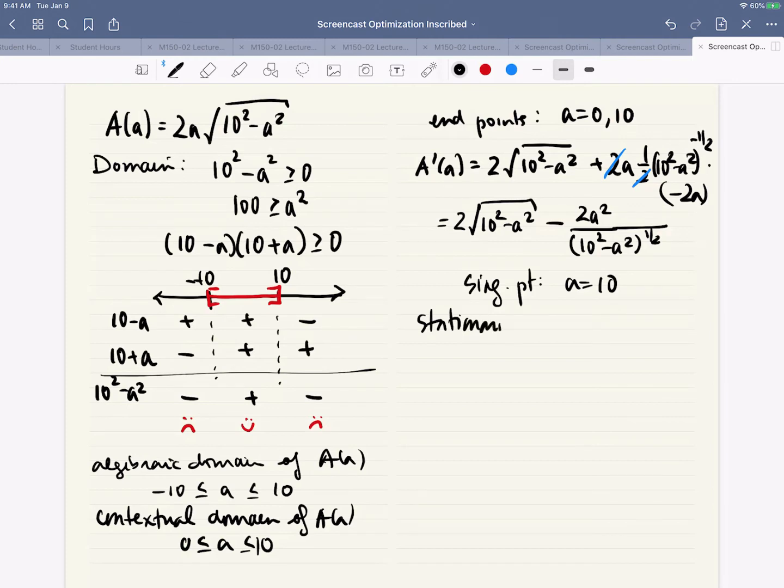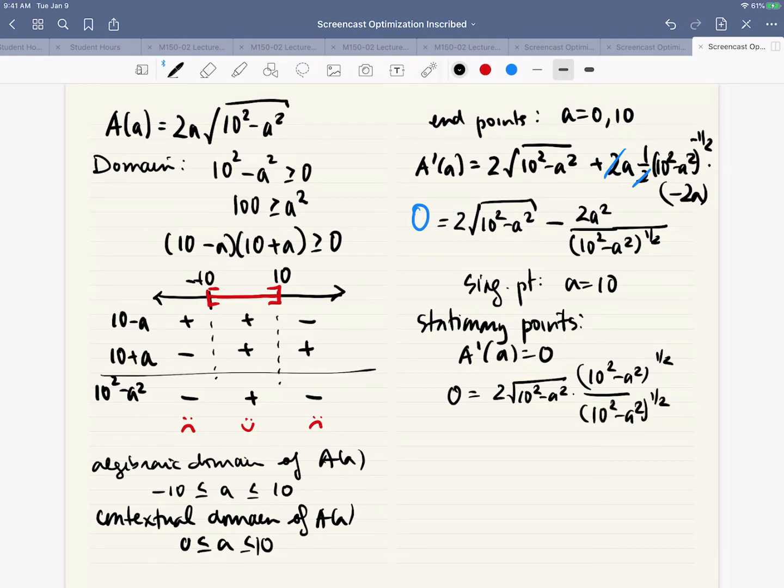So let's turn our attention to stationary points. We want to solve A prime of a equals 0. So we're going to put a 0 right here. I want to take this difference and write it as a single expression. I'm going to take the first term and multiply it by the denominator of the second term over the denominator of the second term. So I'm going to get a common denominator. Now let me just recopy the second term here. You'll see by doing this that I get a common denominator, which is good. Let's write that.